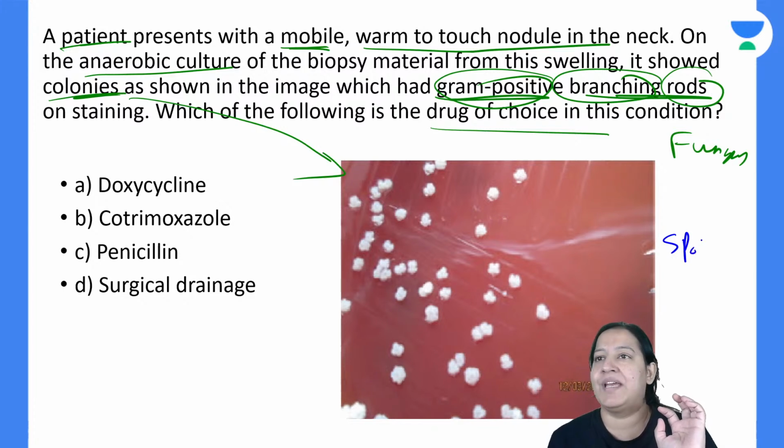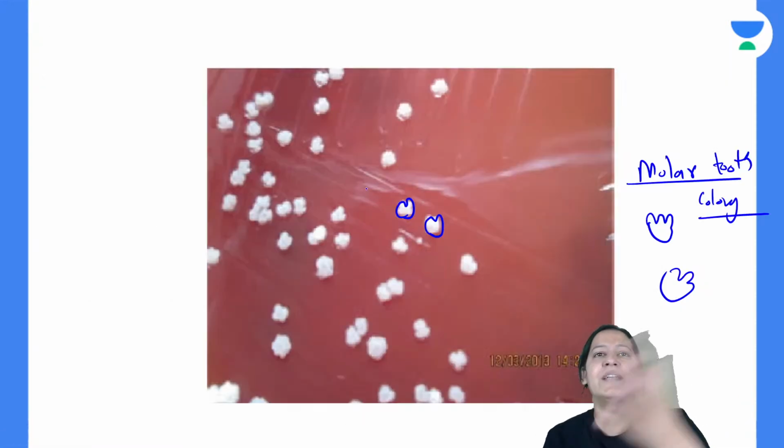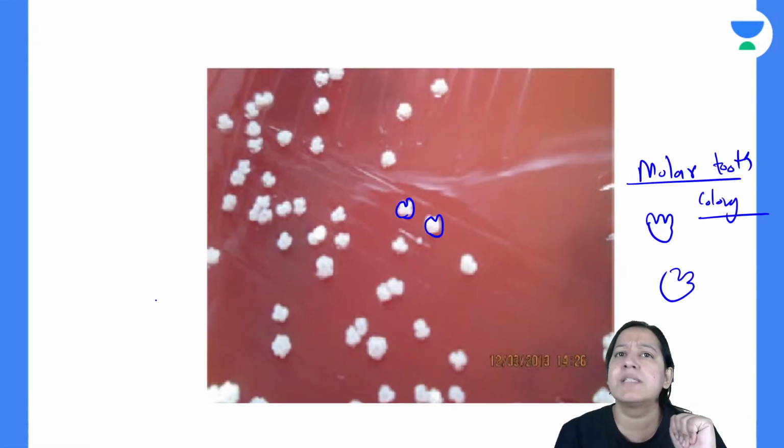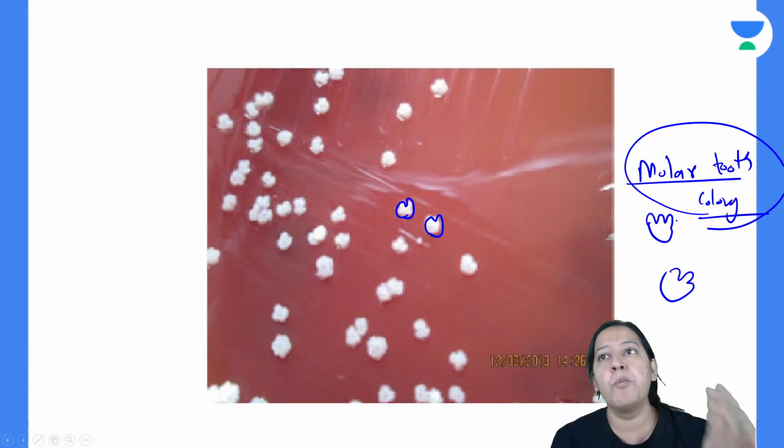This is a spotter actually. It can come as an IBQ also. It is not necessary that the same question comes next year. In the upcoming exam, you can get this IBQ: identify which organism these colonies belong to. So it is a typical molar tooth, or give a typical name to this colony. The name of this colony is molar tooth colony.